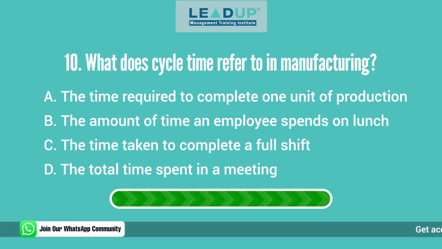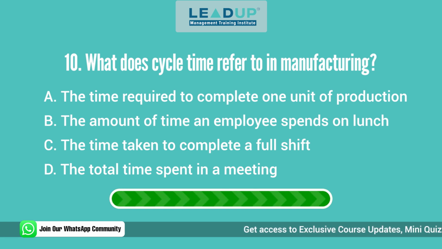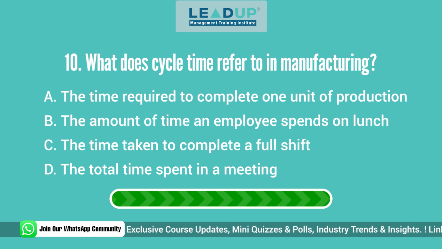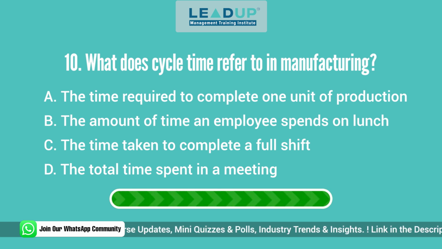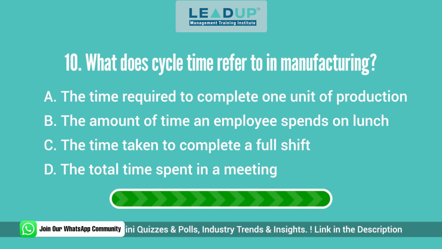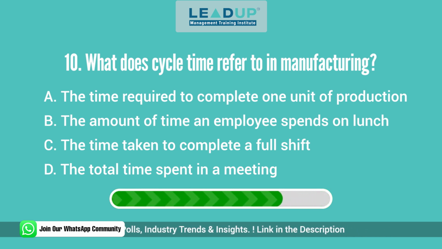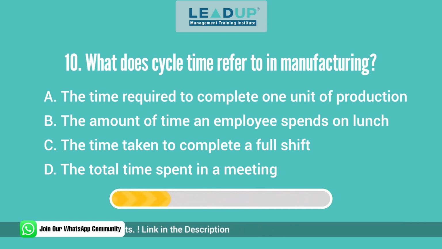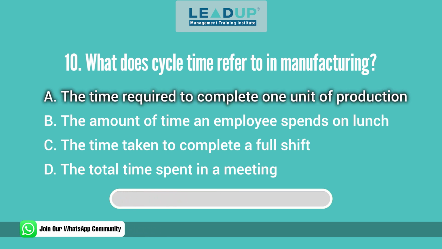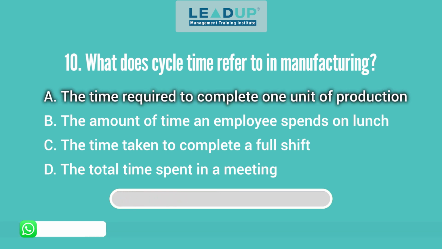Question 10. What does cycle time refer to in manufacturing? A. The time required to complete one unit of production. B. The amount of time an employee spends on lunch. C. The time taken to complete a full shift. And D. The total time spent in a meeting. The answer is the time required to complete one unit of production.